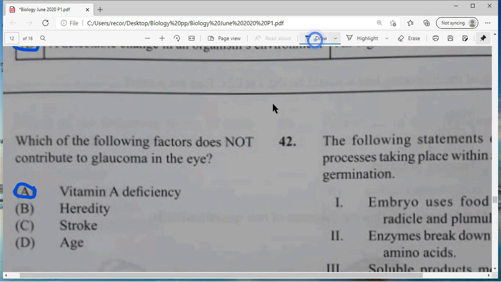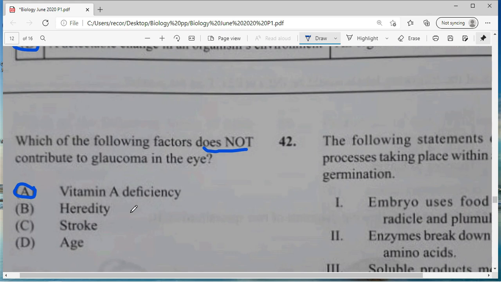So of course, heredity would contribute because you're getting it from your parents or your forebears. Stroke will cause damage in the brain, and if there's damage, that could probably lead to glaucoma. And of course, age. We're talking about a degenerative disease, so that could cause it as well.